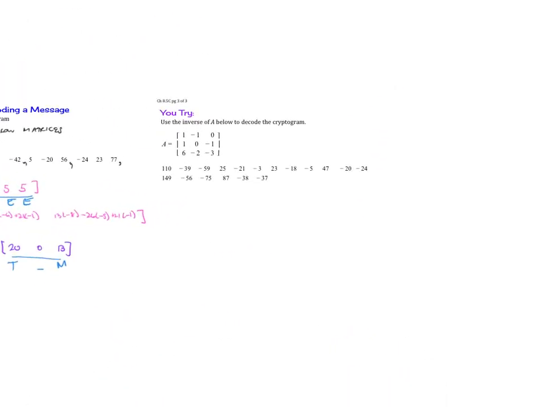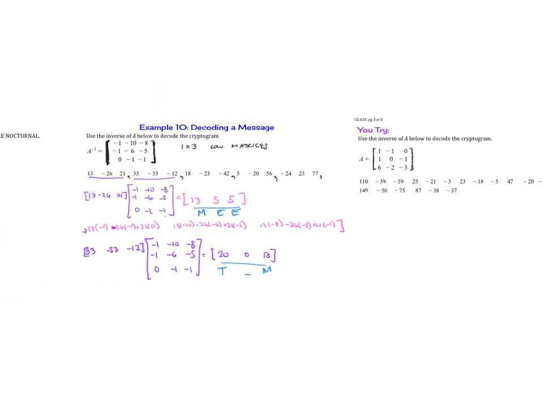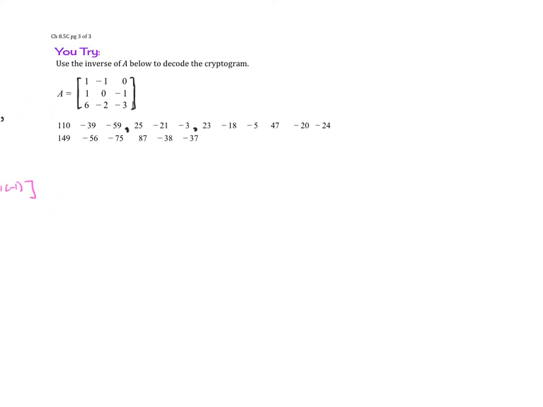So here is an example for you to try from beginning to end. You're going to use the inverse of A to decode the cryptogram. So this is A. You actually have to first find the inverse. So find the inverse first, and then you're going to do the same thing that we did on this side: group it by 3s, and then multiply by that inverse. So from beginning to end, try this out.